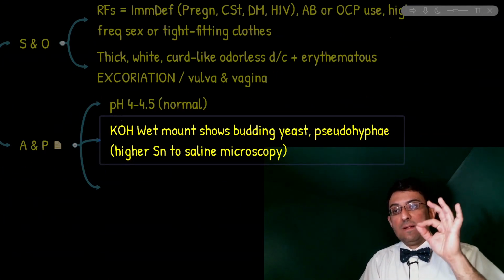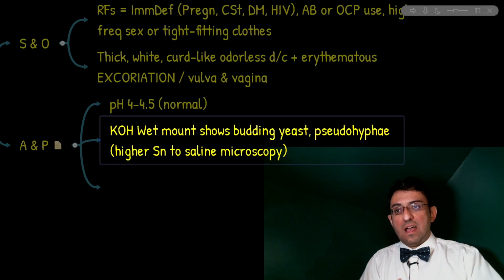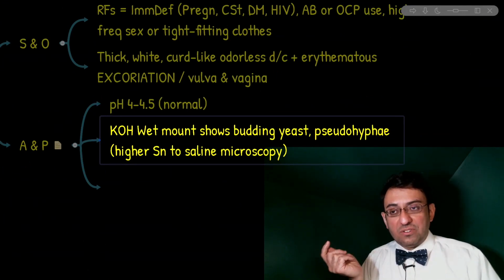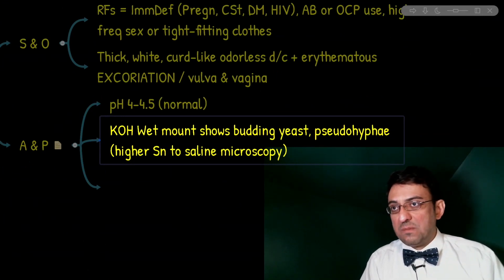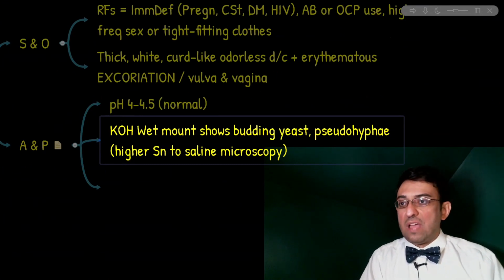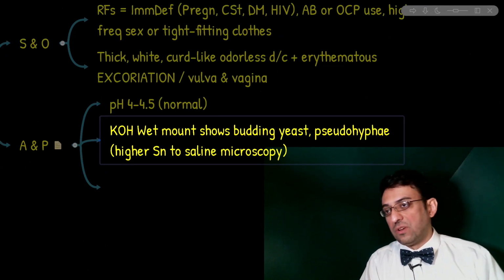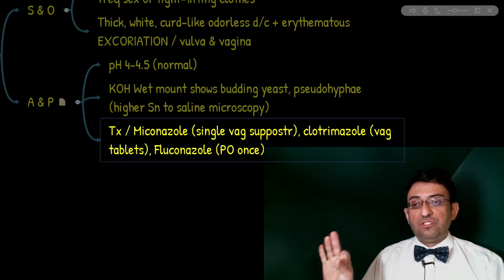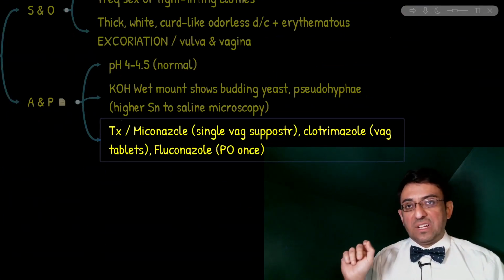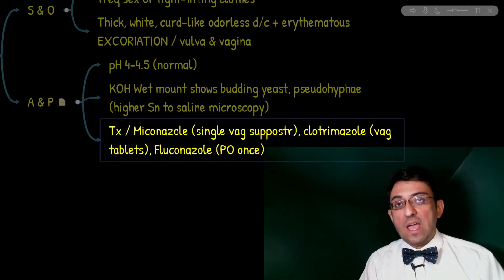That is, the liquid that we put on the slide is not going to be just saline, it's going to be KOH. Why is it so? Because that helps visualize the fungal elements such as budding yeast or pseudohyphae of Candida. This has higher sensitivity than simple saline microscopy for assessment and diagnosis of Candida. Now, among the 3 elements, budding yeast, hyphae, and pseudohyphae, which one could specifically be visualized by KOH wet mount? That is the pseudohyphae element.